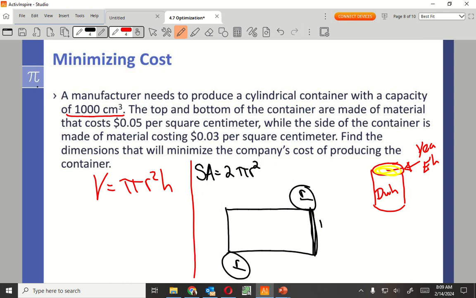That's H. And the top right here is wrapping around the can. This is wrapping around the can. So this is going to be wrapping around the circle on top and bottom, right? Circumference. That is circumference, right? So the circumference formula, what's the circumference formula? 2 pi r. 2 pi r.